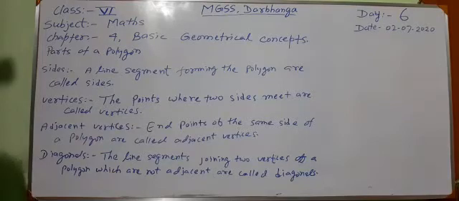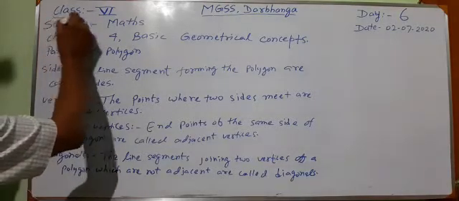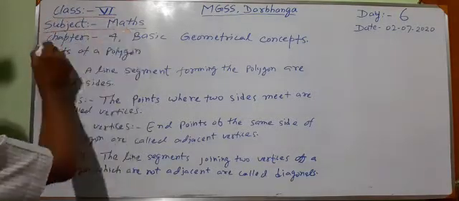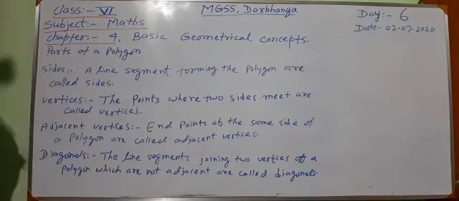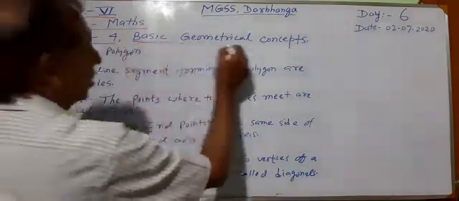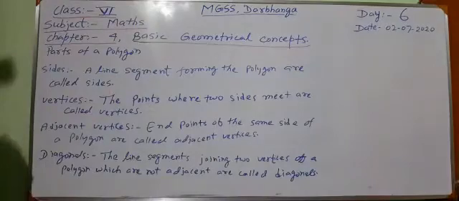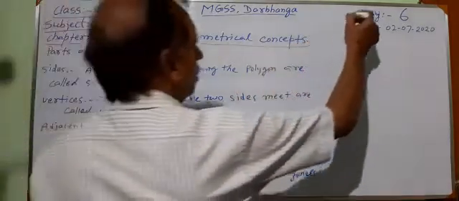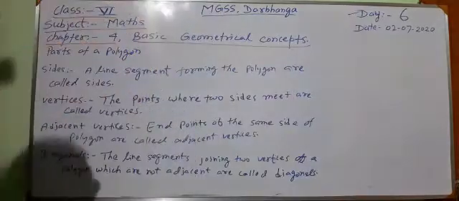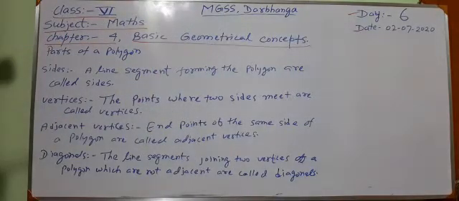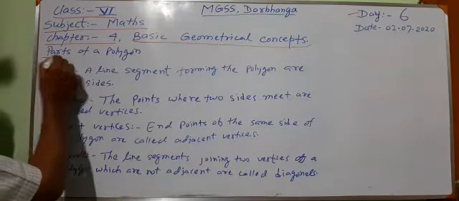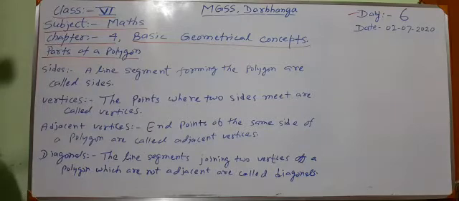This time I am going to teach the students of class 6. This is subject math, chapter 4. The name of this chapter is Basic Geometrical Concepts. Today is the 6th day on this chapter. In previous videos, we have read many basic concepts related with this chapter. This time, our topic is parts of polygons. What are the different parts of polygons?